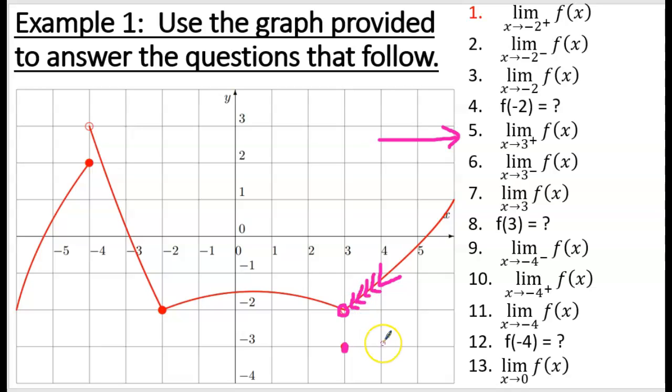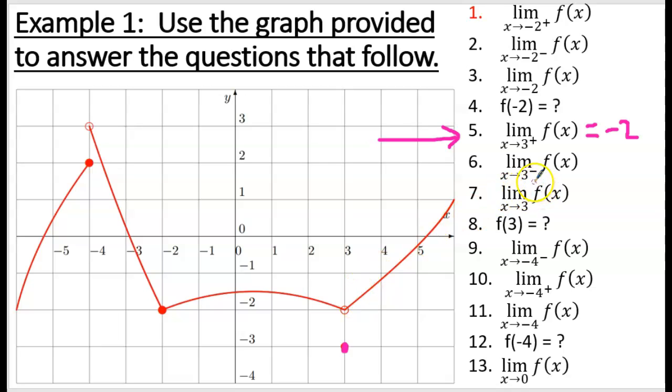Now, as I approach 3 from the right, what y value am I approaching? In other words, what y value are these arrows getting closer and closer to? Well, the y value that these arrows are getting closer and closer to is negative 2. So as I approach 3 from the right, the y value that I'm approaching is negative 2. So I'm going to put negative 2 here. Now, once again, I want you to understand, that's not what the y value actually is. The y value is actually down here. The y value is actually negative 3. But the y value we are getting close to as we approach from the right is negative 2.